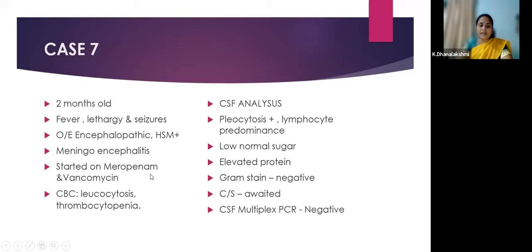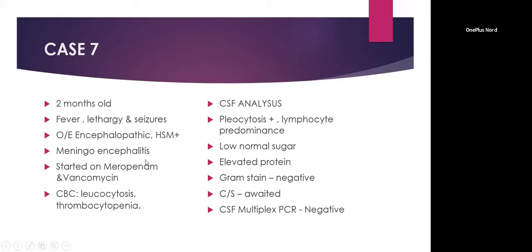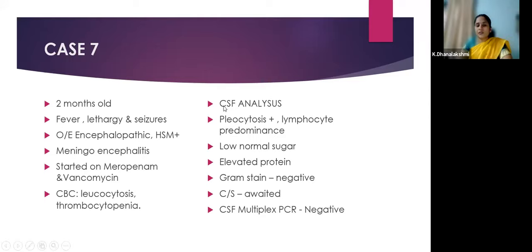So here you have a child with meningoencephalitis with leukocytosis. We proceeded with the CSF analysis. Pleocytosis, cells were around 400 with lymphocyte predominance, low normal sugar, slightly elevated protein. So this is suggestive of meningitis. Gram stain negative, cultures are awaited. Since the child has encephalitis also, multiplex PCR was sent, which was also negative. So HSV is reasonably ruled out.